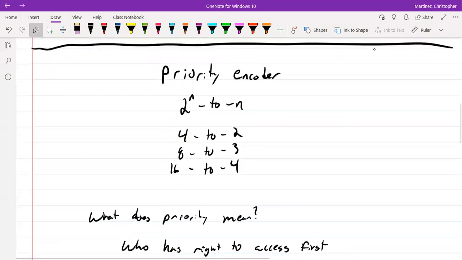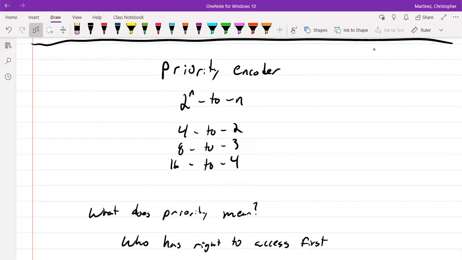The one that is shown in our book is a special type of encoder called a priority encoder. Priority encoders, or encoders in general, go from 2 to the n to n, so like 4 to 2, 8 to 3, 16 to 4. That's the opposite of the decoder. But when we look at this, we want to discuss what priority means. Priority is who has the right to access first.